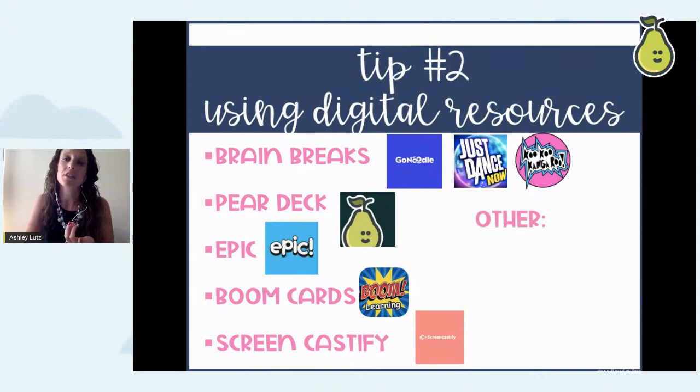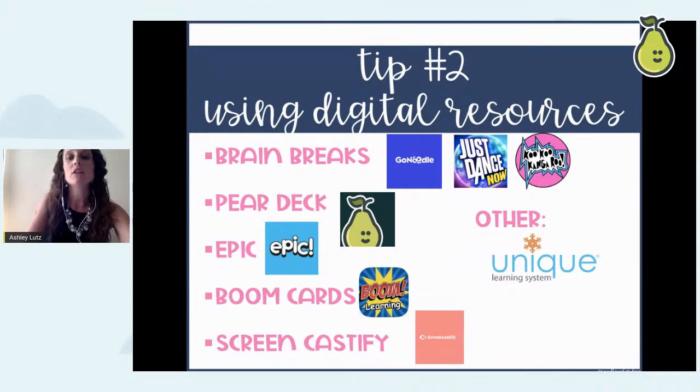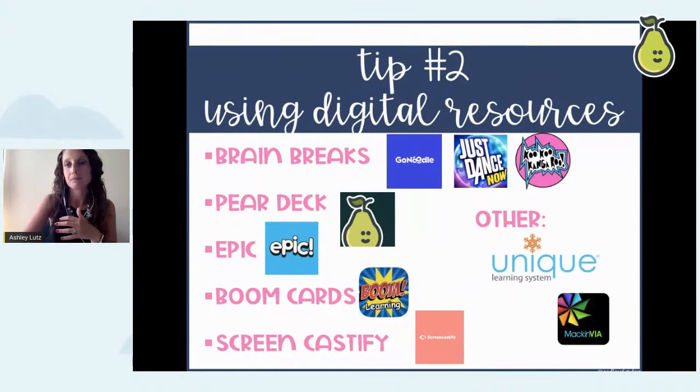Other things that I used this spring, especially with the self-contained environment, was Unique Learning Systems. Unique Learning Systems was one way that my school provided a curriculum for science and social studies instead of self-contained teachers having to create it all the time. They also have an online platform too with Unique. That is a really great way to collect data and work with your students on a differentiated level.